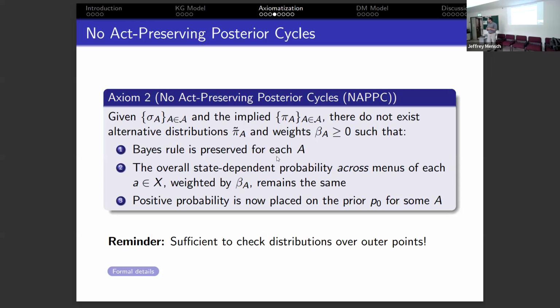We check whether there's an alternative distribution that essentially keeps the expected probability of choosing the action conditional on a given state the same across menus, and preserves Bayes' rule. If we can rearrange the probabilities in this way while also placing positive probability on the prior, that would falsify the hypothesis of no action-preserving posterior cycles.